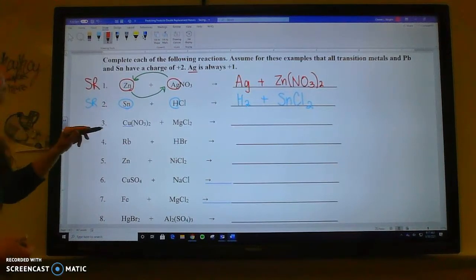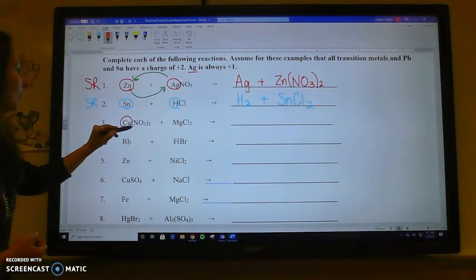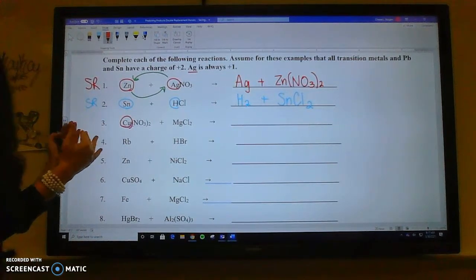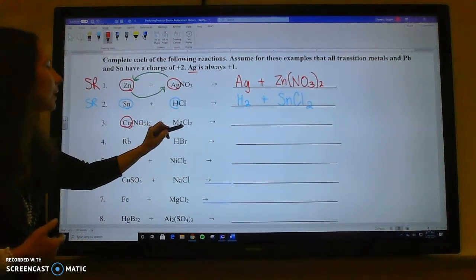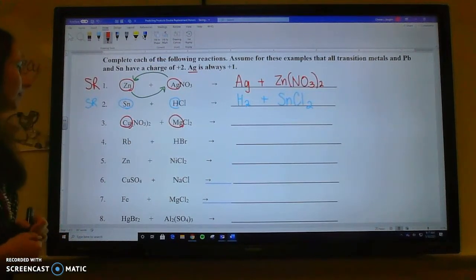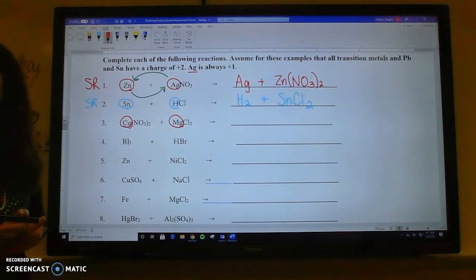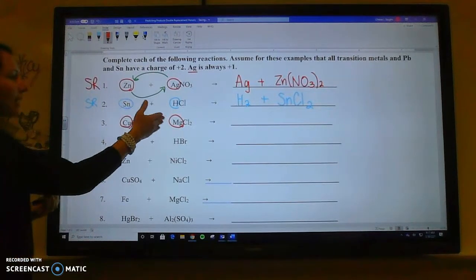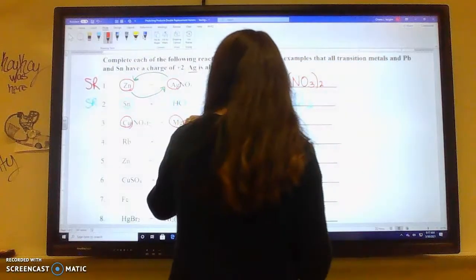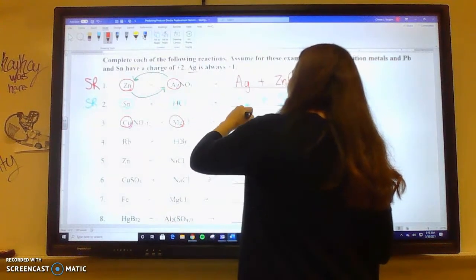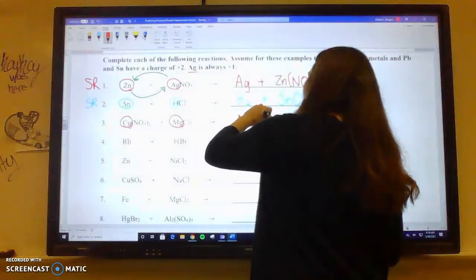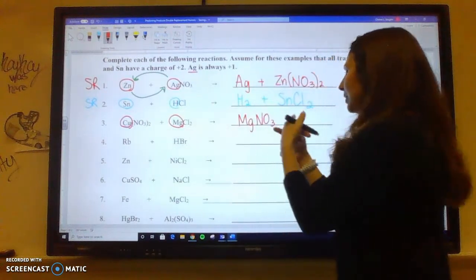So number 3, we're going to look at copper. So it's always the first elements. We're going to look at copper, and we're going to look at magnesium. They're just switching partners. So now we're going to have magnesium nitrate and copper chloride. So Mg is going to be with NO3. And then I would switch my charges.